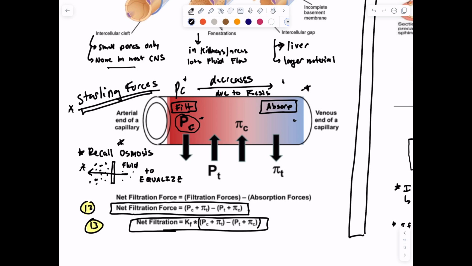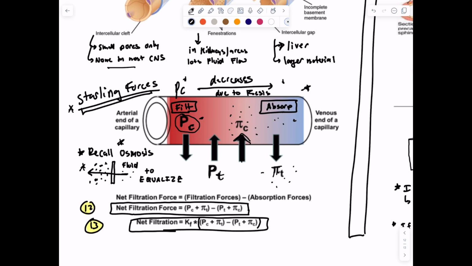Then we have the oncotic pressure. If you have a lot of things in the capillary, there's going to be pressure drawing water in, so pi sub c. And then the same thing on the tissue side: pressure from the liquid on the tissue side, and then pressure due to the concentration of material outside, the oncotic pressure of the tissue.